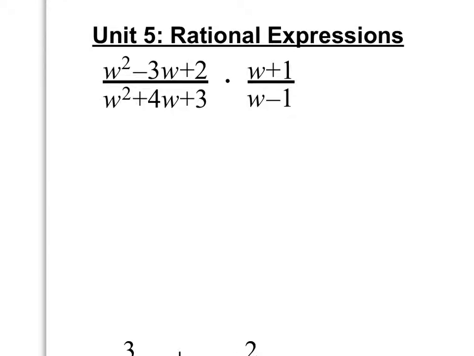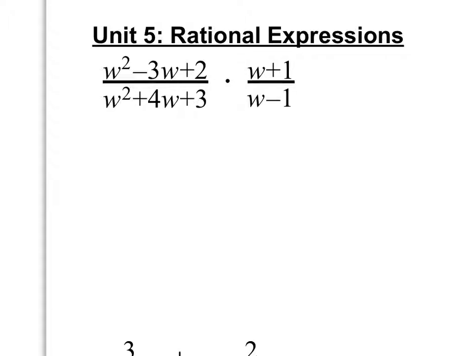Now we're going to look at units 5 and 6 on rational expressions and radical expressions. So we're going to start with simplifying, multiplying, and dividing rational expressions. And when we're doing that, that's where we just factor all the things and see what cancels.